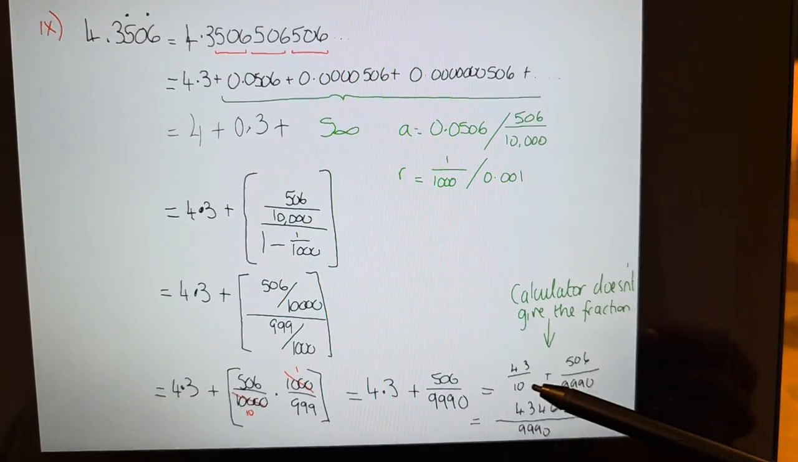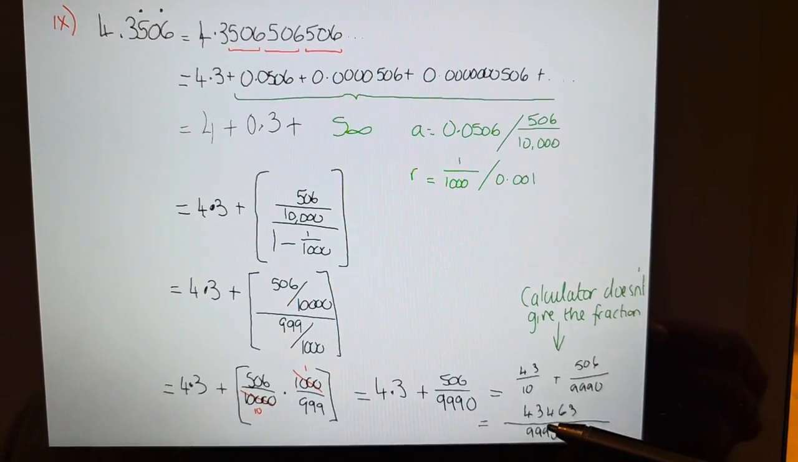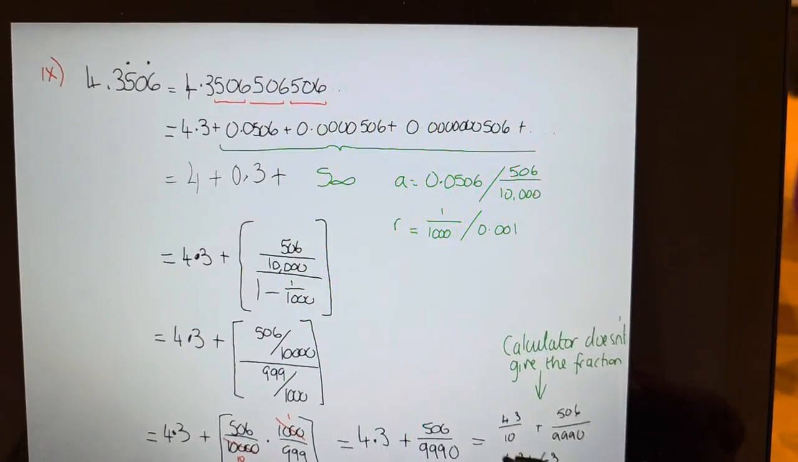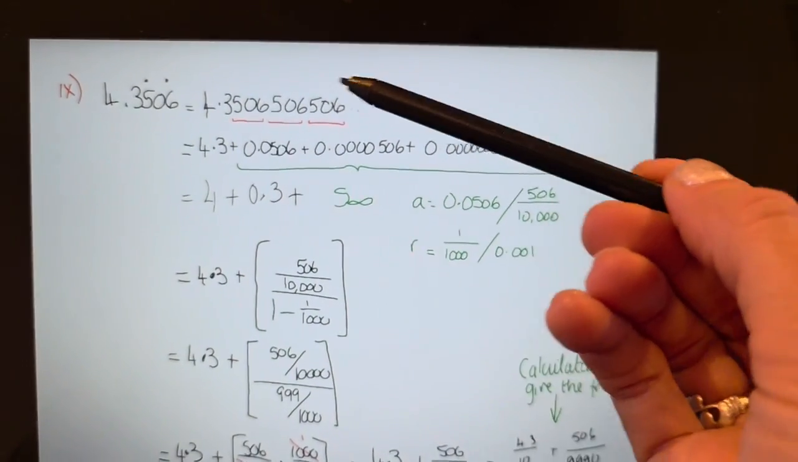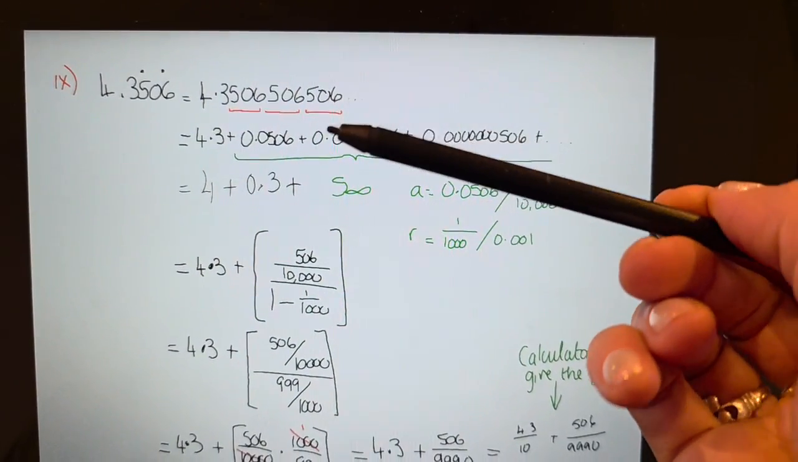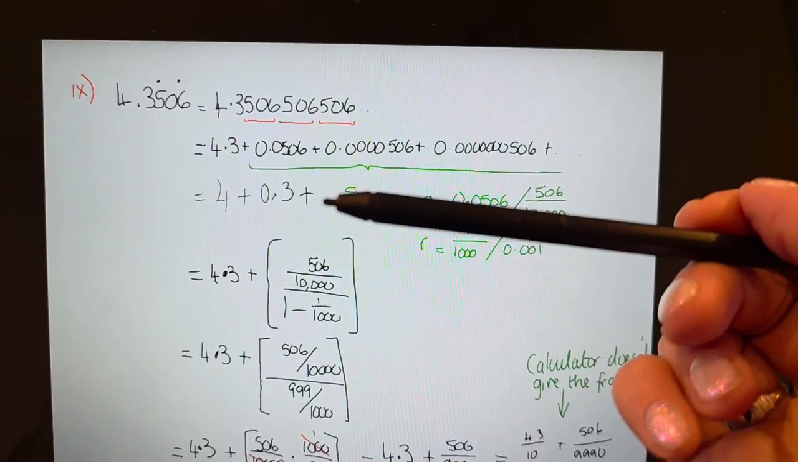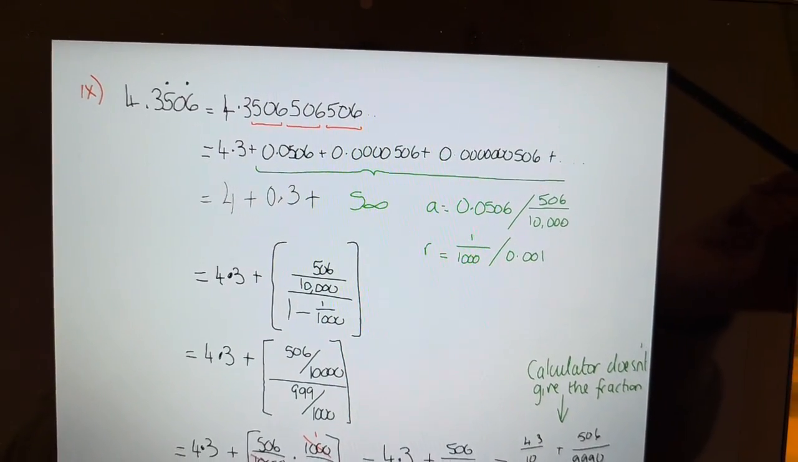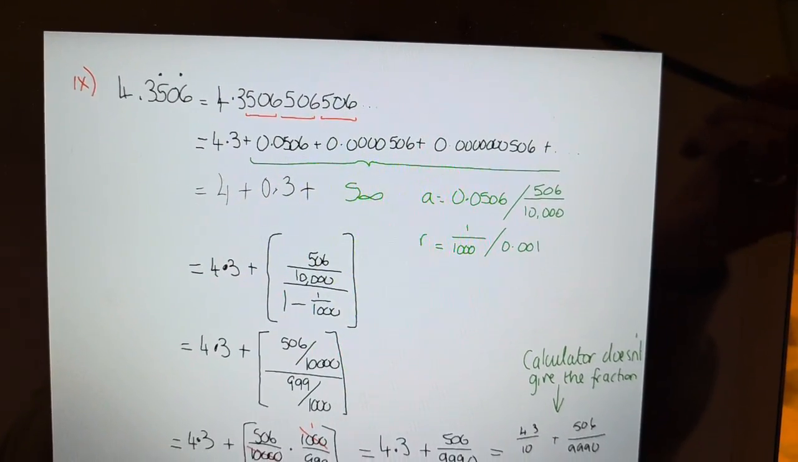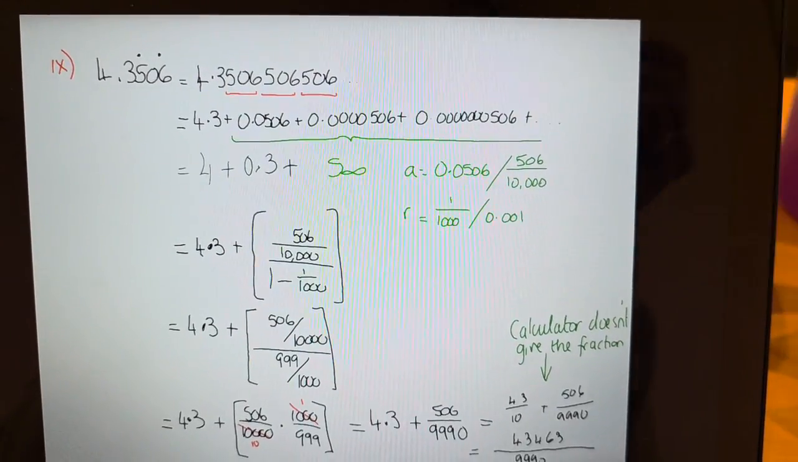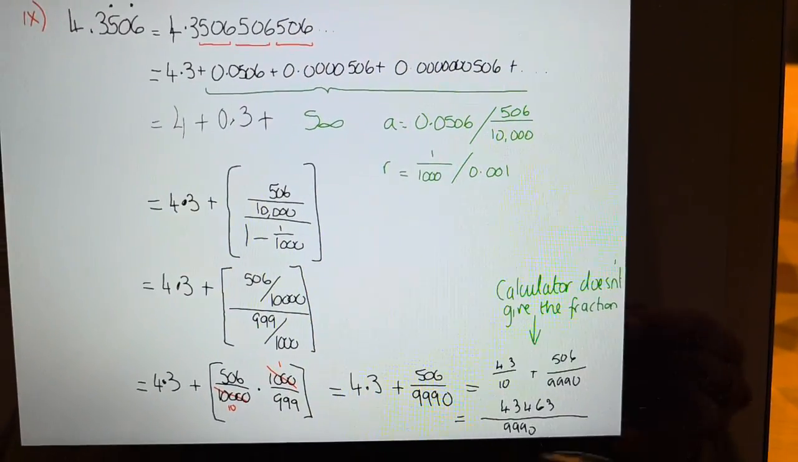What you could do is plug your fraction into the calculator and see what that gives you back as a decimal, and you'll see it'll give you back this, but they'll make it finite, as in it'll terminate, and it'll be 4.35065, and there'll be a 1 at the end of it. Okay, so it won't look exactly like what we have, but that is still the correct answer.